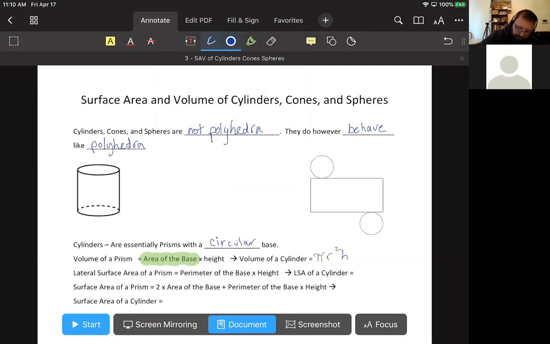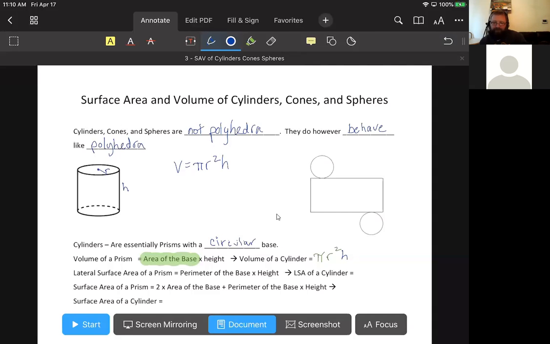Volume is pi r squared h, where h is the distance between those two circles, and r is the radius of that circle. That's a terrible r. Let's try that again. That's better. Okay. Now, no worries about people popping in and out. Not a big deal. All right. So for the volume of a cylinder, I'll write it up here: the equation is pi r squared h.